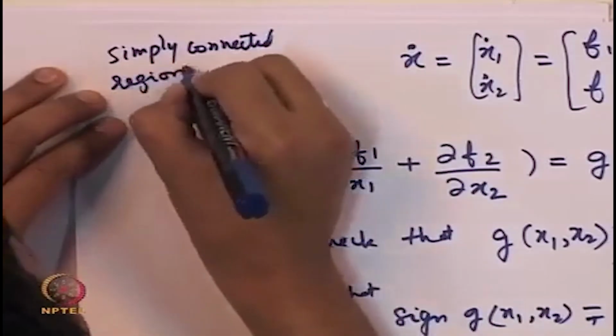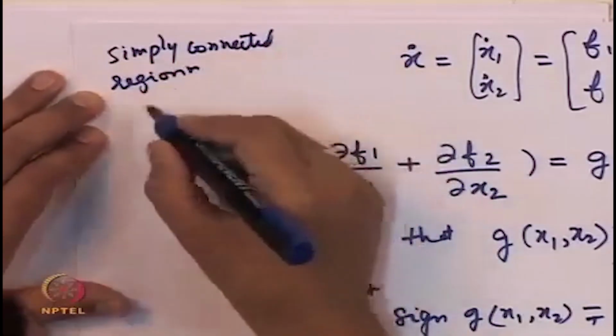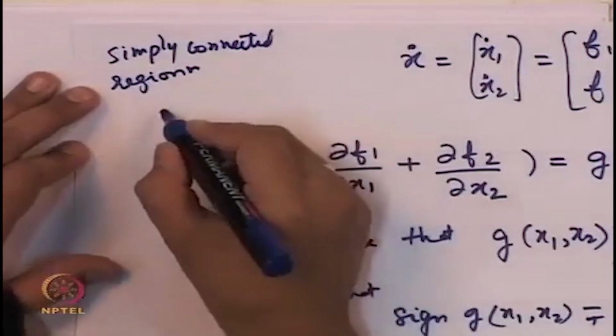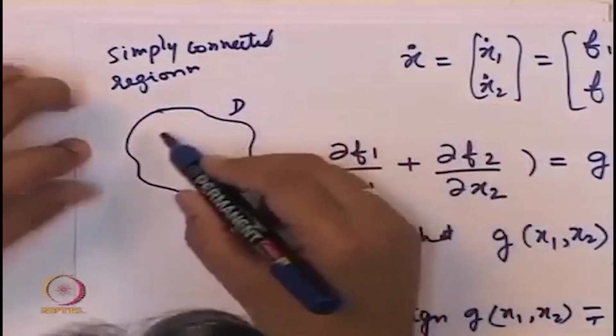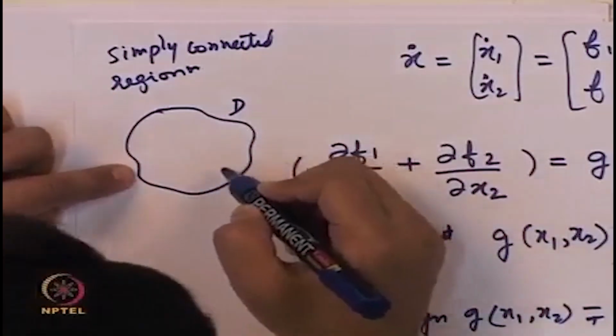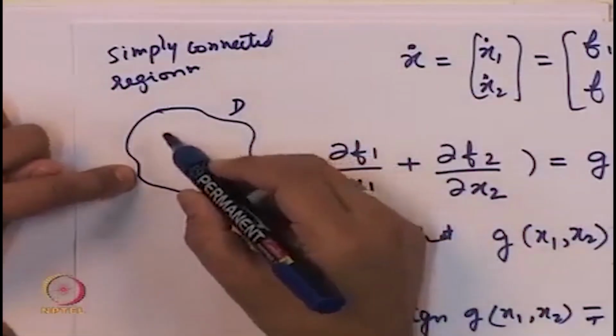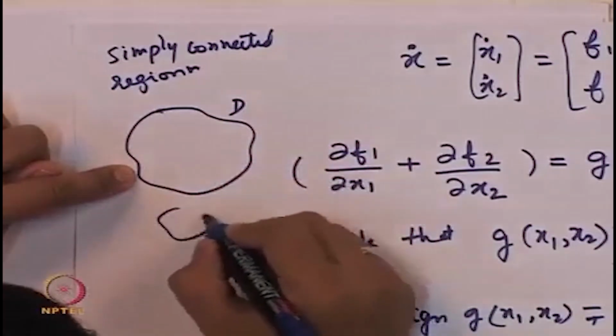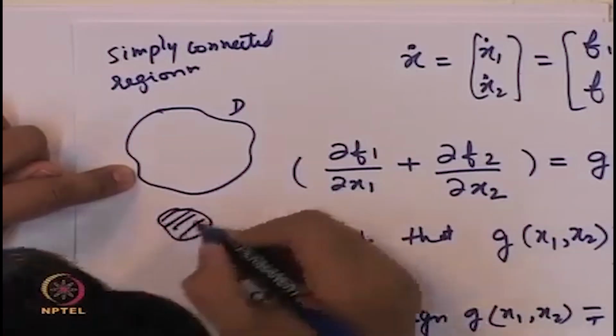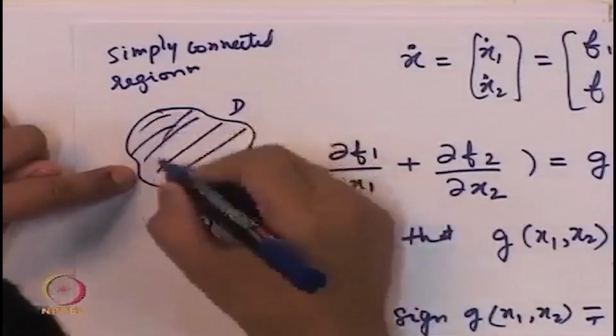So what is a simply connected region? So in the plane x1 x2, suppose this is a region D, we will call this region D simply connected. Connected of course means that D should not be made up of two such parts. This is in D and this is in D. So this is not connected, right?